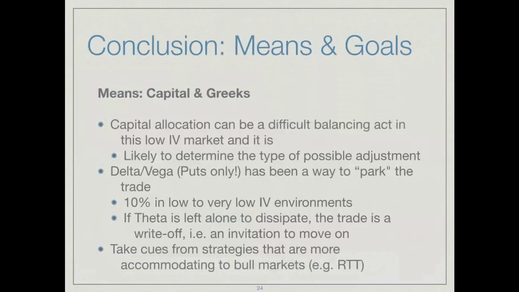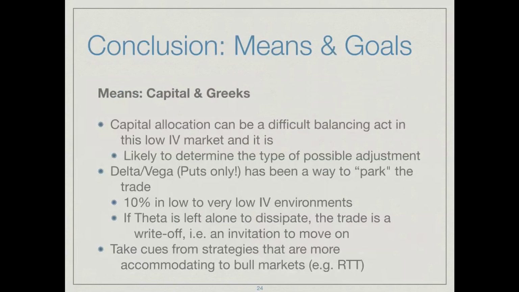So, conclusion. Capital allocation has been pretty difficult. And it is likely to determine which of the different adjustments you have in your toolset you use. Most of the time, you only have one or two choices available, because the capital constraints actually dictate what you can and cannot do.